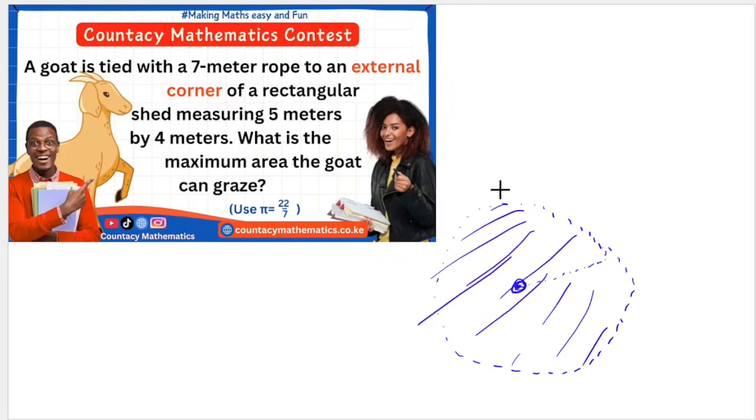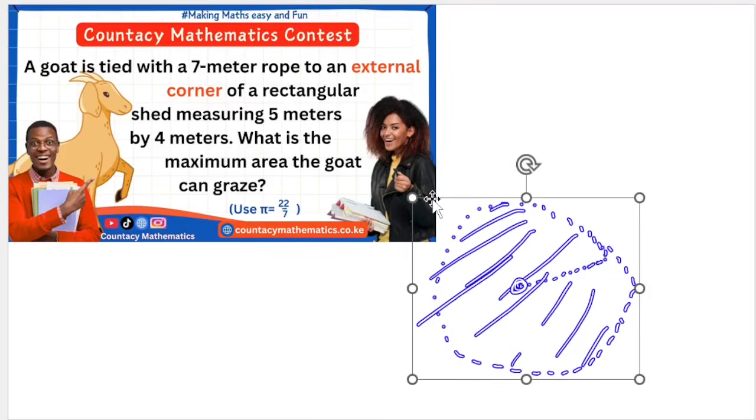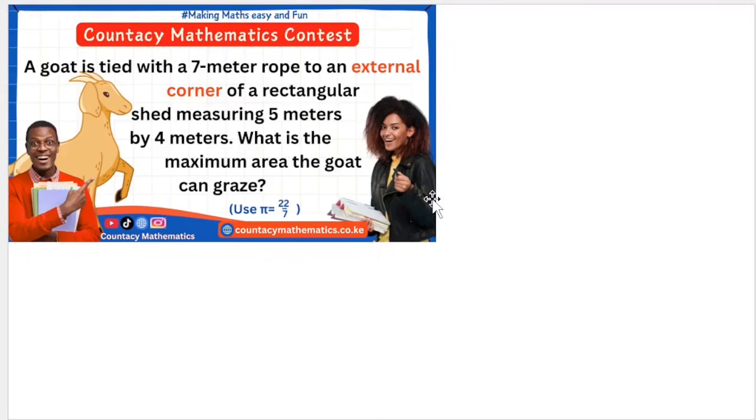Let's bisect this together. When we have such questions, the first thing we try to do is create an illustration so that we can visualize everything clearly. Because if the only thing you visualize in your mind is the picture of the goat, then there are some elements you will not be able to see clearly. In the question, we have been given a rectangular shed, and this is what most people missed out.